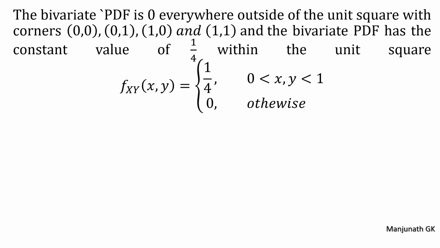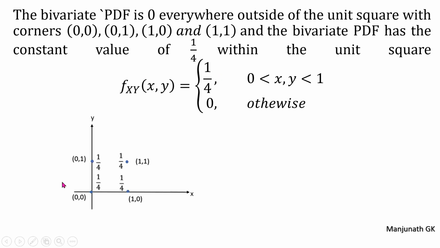Based on that concept, let us solve one more similar problem where the magnitude is 1 by 4 instead of 1. Everything will be the same. So the bivariate PDF is 0 everywhere outside of the unit square with the corners (0, 0), (0, 1), (1, 0) and (1, 1). And the bivariate PDF has a constant value of 1 by 4 within the unit square. Graphically, this bivariate PDF is denoted here.